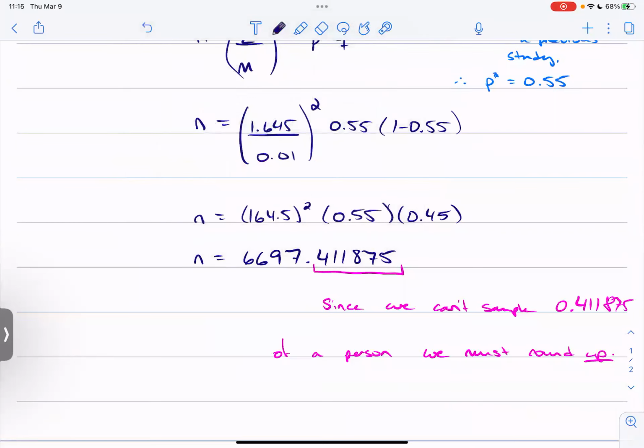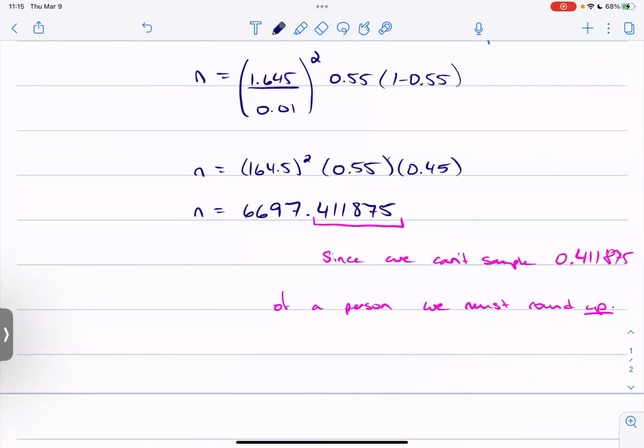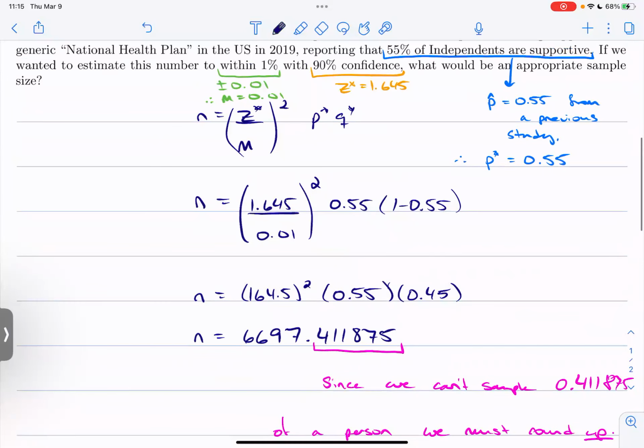So even though properly rounding would give us 6,697, we actually need 6,698. And we always round up, even if this was 0.002 or something like that, you're always going to round up, because what's the harm, right? You just want to make sure that you're getting that sample size. So this was with this prior knowledge, right?